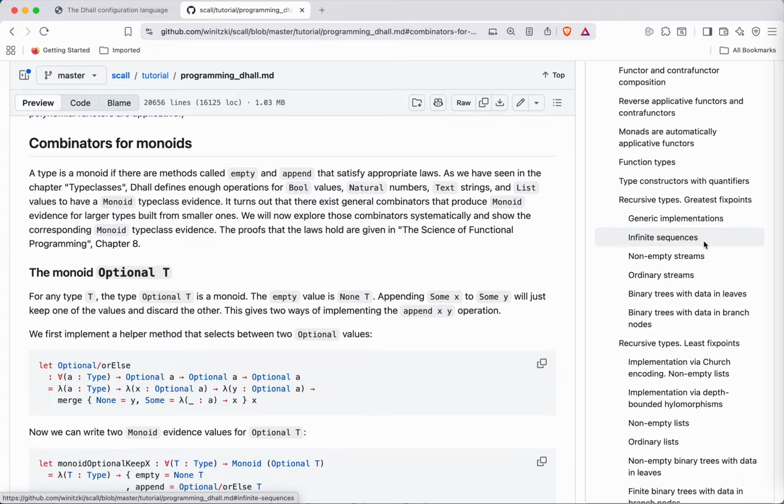So if you combine types in some way, can you derive type class evidence for the compound type from type class evidence of the constituent types? This occupies a large part of the book. I show combinators for monoids, functors, contravariant functors, filterable functors, applicative functors, and applicative contrafunctors, monads, foldable, traversable.